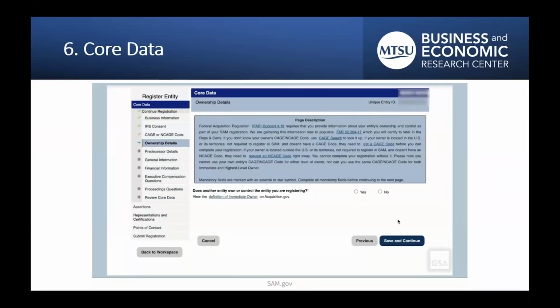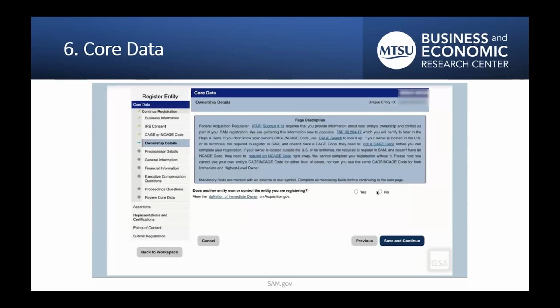The Federal Acquisition Regulation, subpart 4.18, requires you to provide information about your entity's ownership and control as part of your registration. Again, read the page description to orient yourself. Select the yes or no radio button to respond to the question, does another entity own or control the entity you are registering? Select the link, definition of immediate owner under the question if you need more information.